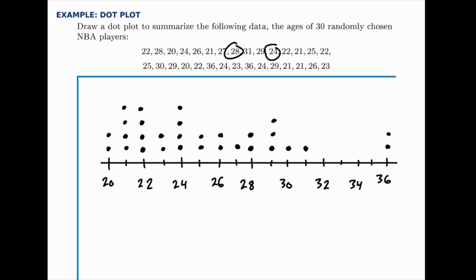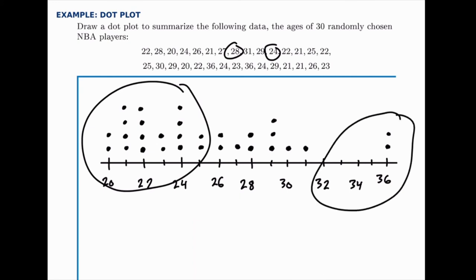So there we see our dot plot, where each time we run into a value we've already drawn a dot for, we just draw one a little bit higher. So notice that the height of these stacks tells us how frequent an age is. The more frequent ones are over here, and then the 36s are what we would call an outlier. They're far out from the other data points. And for instance, 30 is relatively rare. There's only one of those, and so on.